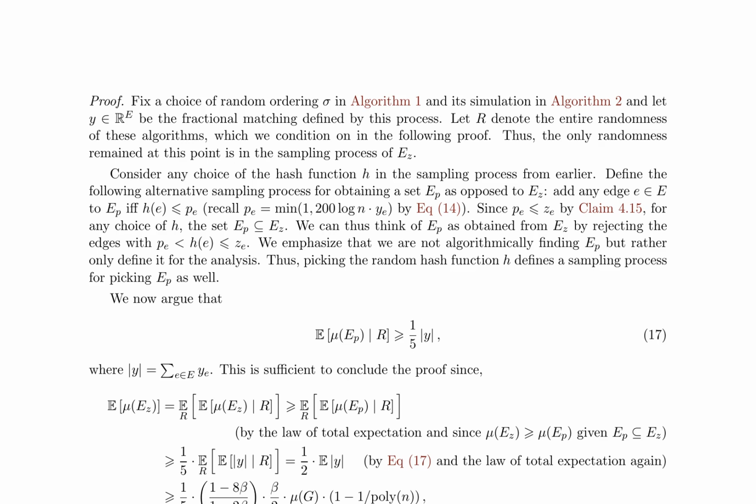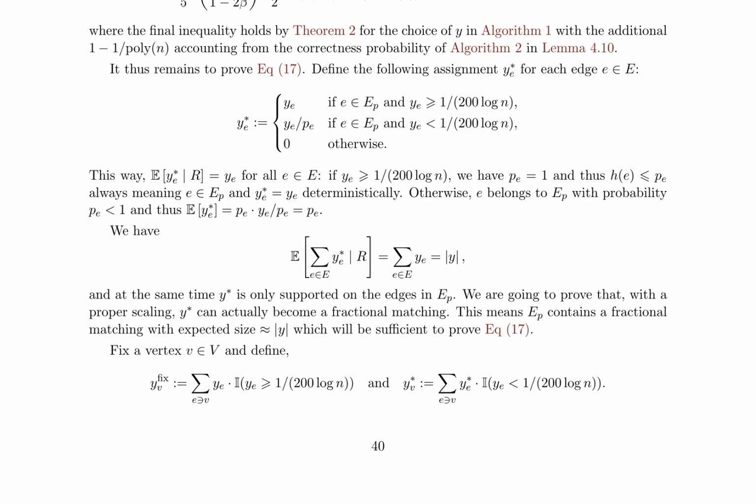To prove this, the authors first define an alternative sampling process for obtaining E_P, which is a subset of another set E_z. They then argue that the expected size of E_P, given a certain randomness R, is at least 1/5 of the total number of edges in the graph. This is sufficient to conclude the proof since the expected size of E_z is greater than or equal to the expected size of E_P. The authors define a new assignment y' for each edge e in the graph, based on whether the edge belongs to E_P and its corresponding value of y.